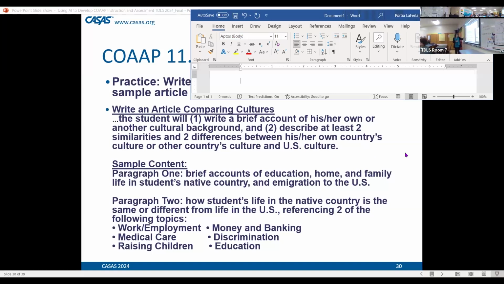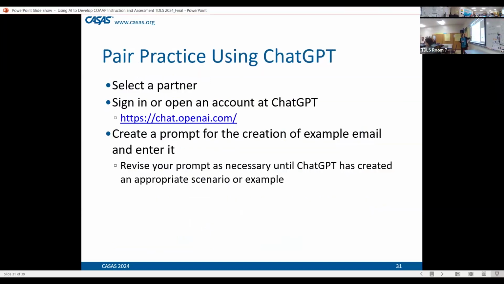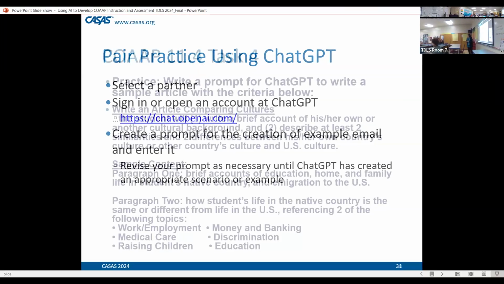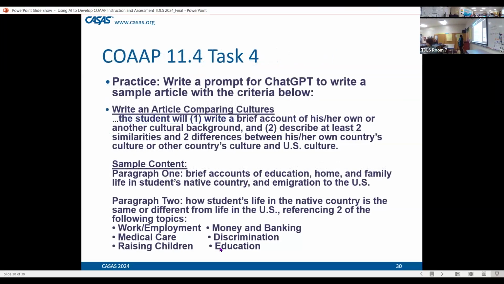Paragraph 2, how the student's life in the native country is the same or different from life in the US, referencing 2 of the following topics. And those are what they are. So what country would we like our example student to be from? Afghanistan. Afghanistan, okay, so we're going to have Afghanistan. And what do you think, can you start the prompt? What would you say if this is what you want? You want 2 paragraphs, paragraph 1, paragraph 2, what would we say?